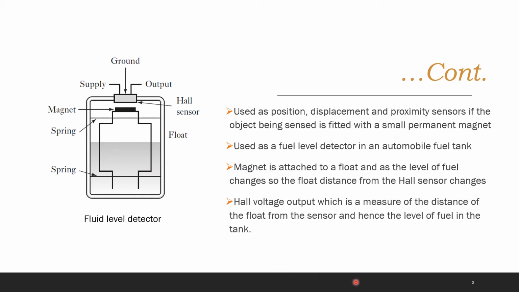Thus, the Hall voltage output will be a measure of the distance of the float from the sensor and hence the level of the fuel in the tank.